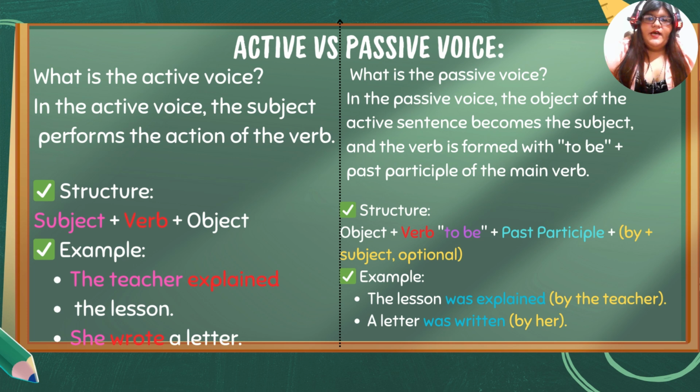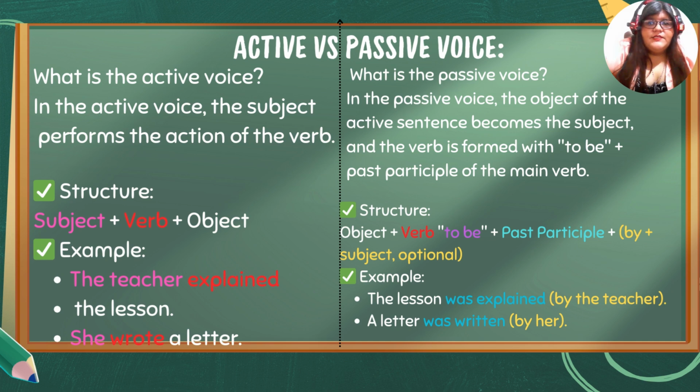So now let's see active versus passive voice. In the active voice, the subject performs the action of the verb, and we have the structure: subject in pink plus verb in red plus the object. For example, the teacher explained the lesson. If you see here, the teacher is the subject of the sentence, and the verb is explained, and the object the lesson. Then we have she wrote a letter.